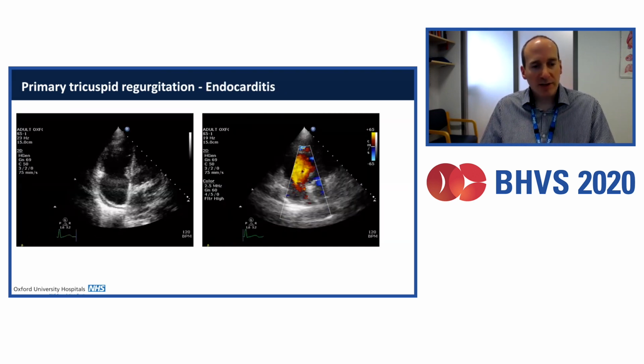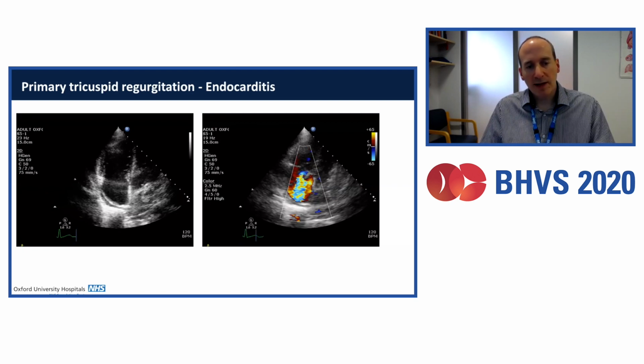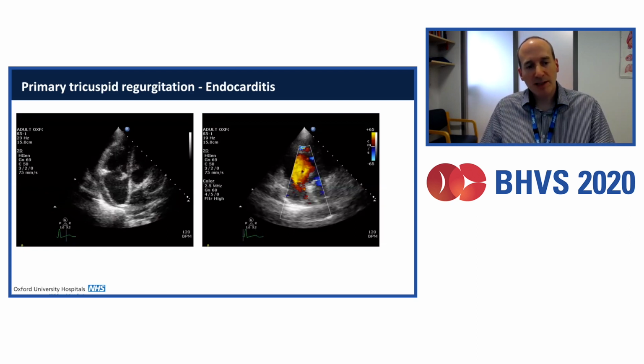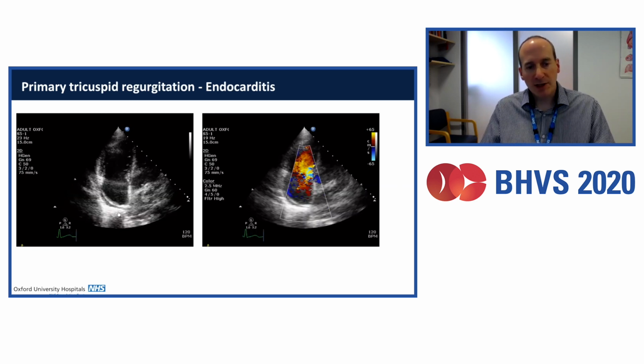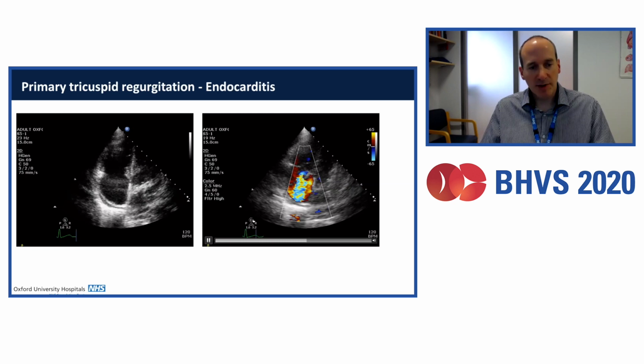Endocarditis of the tricuspid valve is, I'm sure, something we're all familiar with. The hallmark here is a vegetation, a mobile mass attached to the atrial side of the tricuspid valve leaflet, with probably a perforation adjacent to it, and severe tricuspid regurgitation.